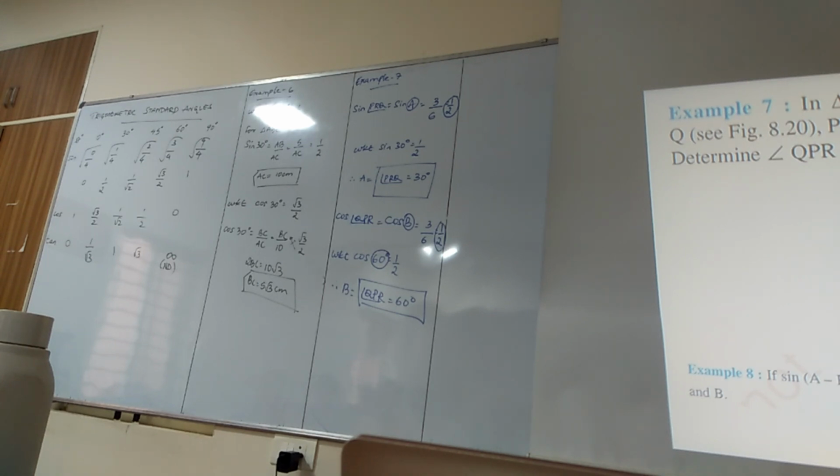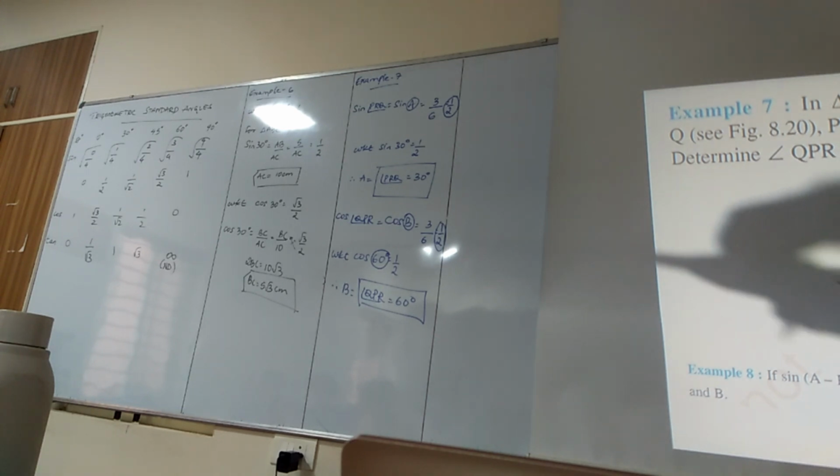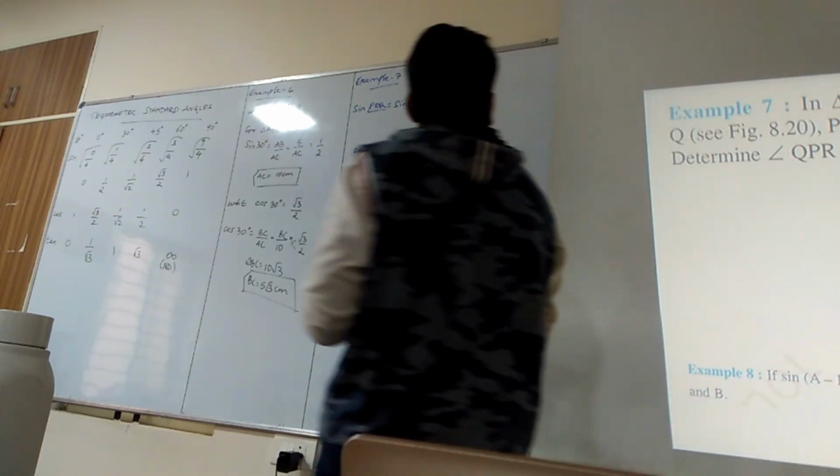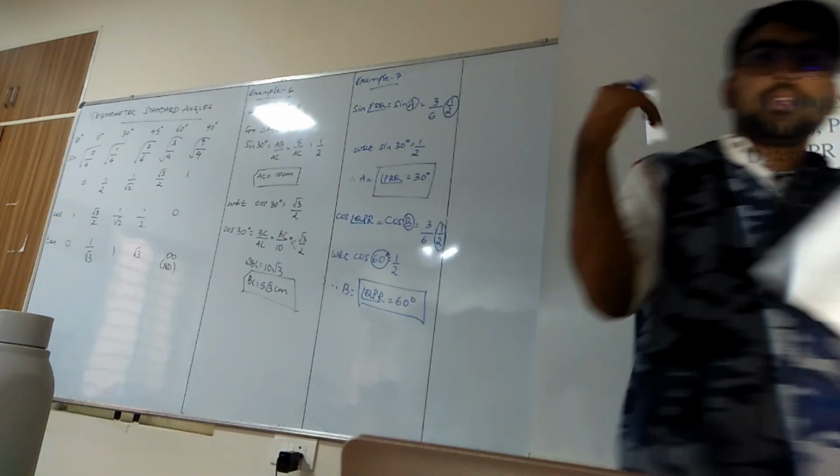Okay. Question number 8. If sine of A minus B is equal to 1 by 2, cos of A plus B is 1 by 2, A plus B lies between 0 degrees and 90 degrees, and A is greater than B, find A and B. Okay, so how will you find? I'll pull up the screen.